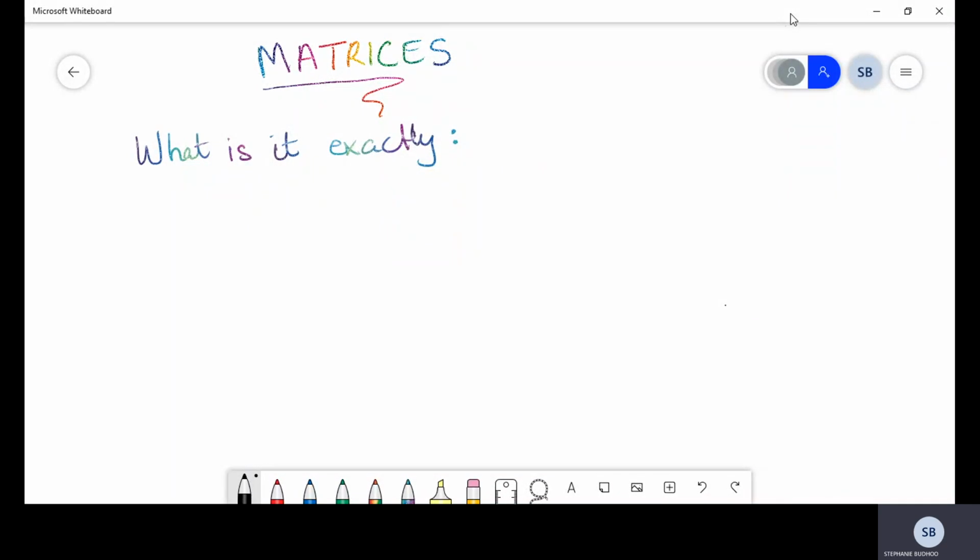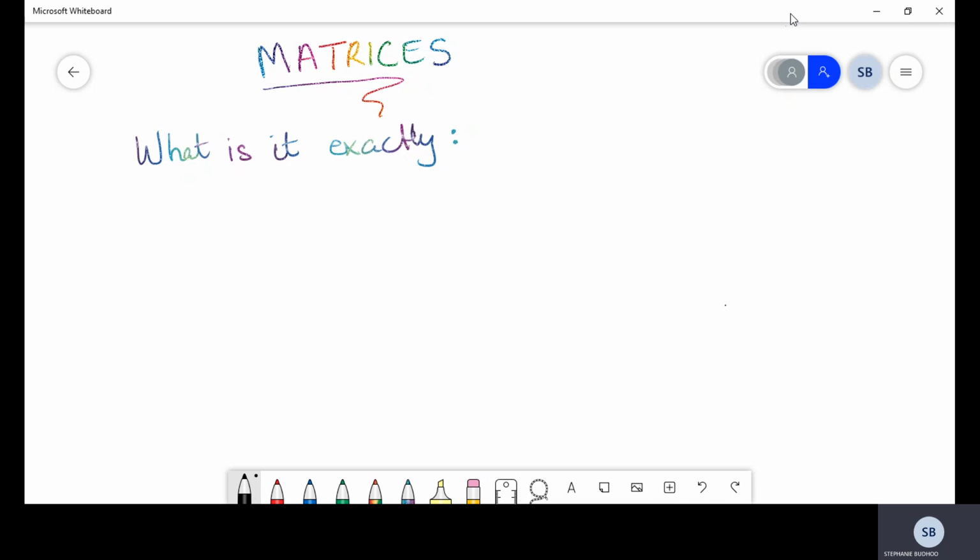Hey guys! So today we will be touching on a bit of matrices, just the basics, and we'll perhaps be doing a couple of questions at the end. So let's get into it. Matrices.